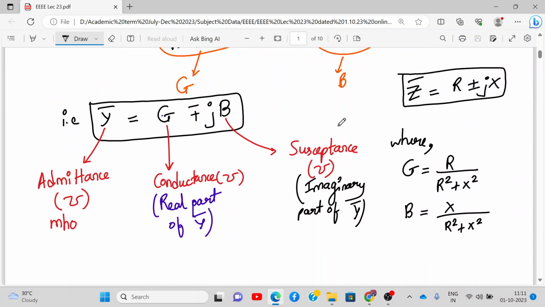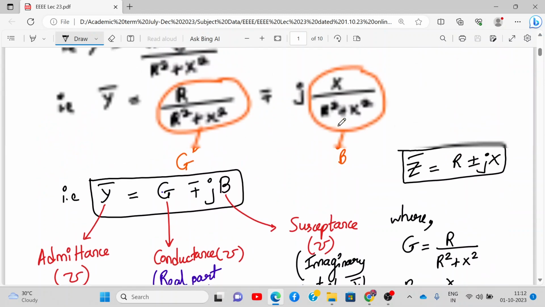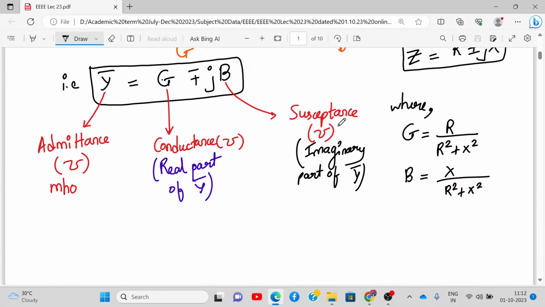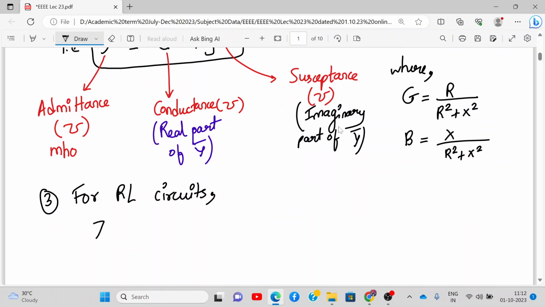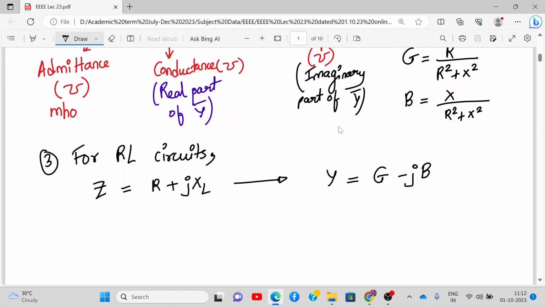Now, so we have written point number 2, now point number 3. For RL circuit, remember, what is Z given by? Anyone remembers? Z was given by R plus J XL. So what will be Y given by? G minus JB. This is the counterpart in admittance.